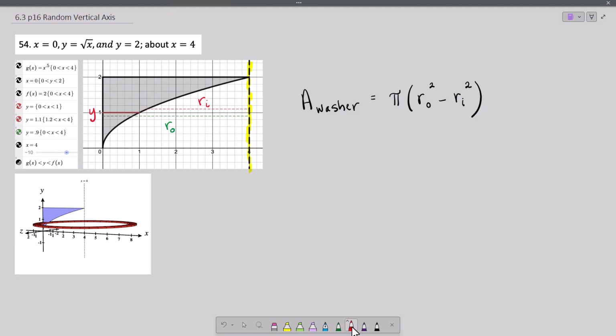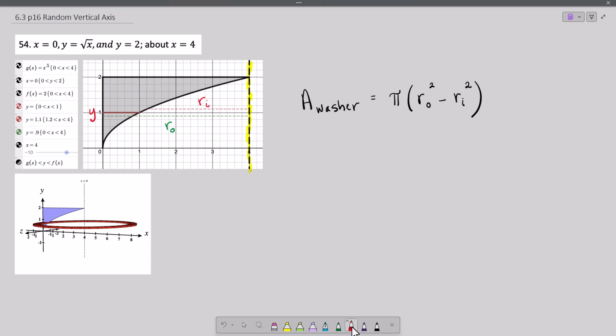All right. So we are finding horizontal distances. That means we're subtracting x values. So our functions have to be presented as x values. In other words, we have to isolate x on the left side for each of them. So let's look at the outer radius first.